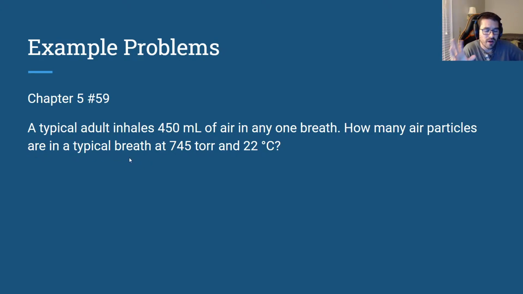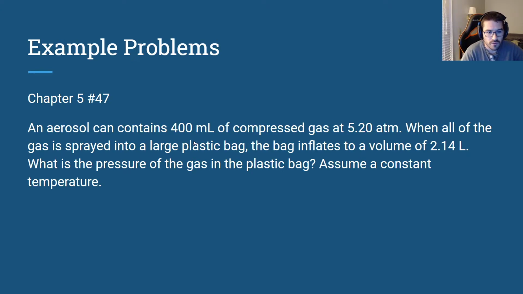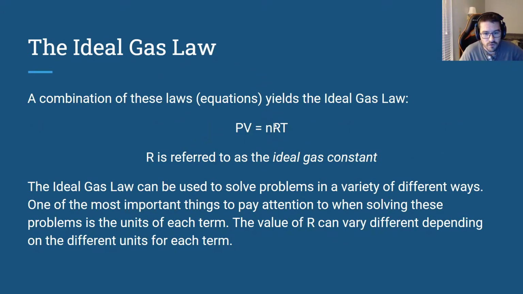So you'll remember that Avogadro's number is particles per mole, right? 6.022 times 10 to the 23rd particles per mole. So if we can use the ideal gas law to solve for n, the number of moles, then we can use that number of moles to figure out how many particles there would be. Similar to the last problem, instead of going from moles to mass, we're going to go from moles to number of particles, okay?